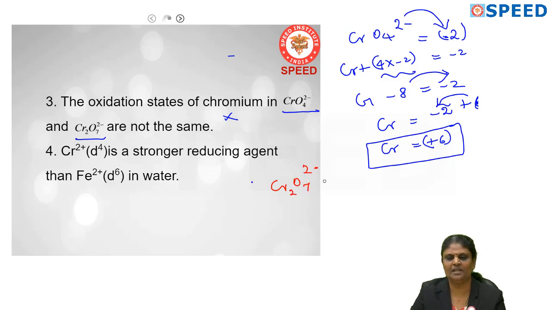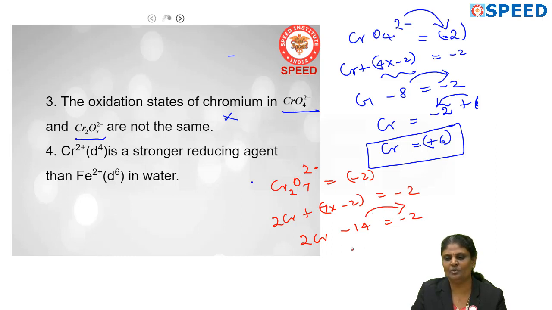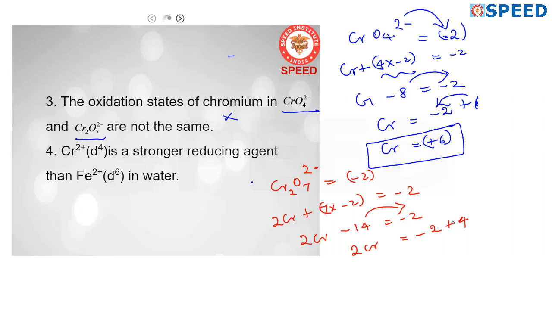Cr2O7 2-. Here also you have to equate with this -2, and 2Cr you write like this plus 7 into -2, that is equal to -2. So 2Cr minus 14 is equal to -2. So you have to carry over this one. 2Cr is equal to -2 plus 14. Okay, and then 2Cr is equal to 12. Cr is equal to 12 by 2.